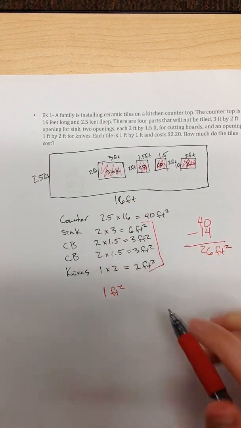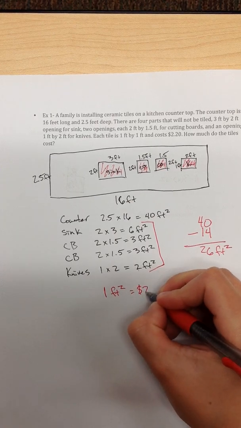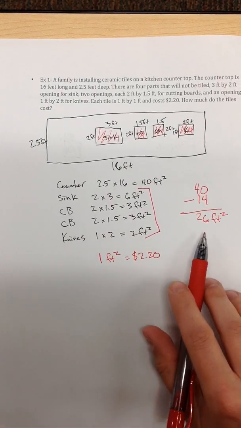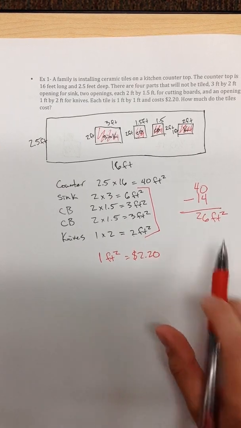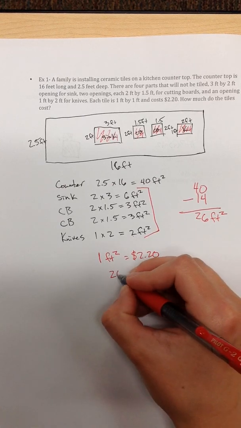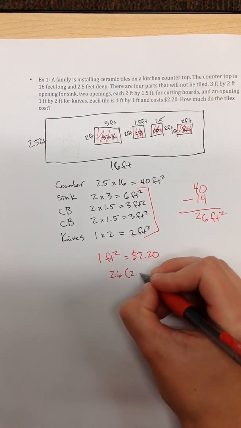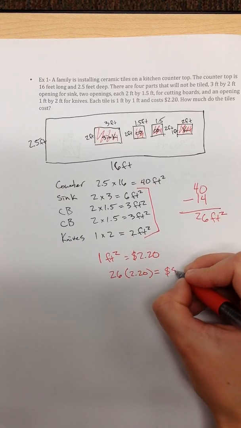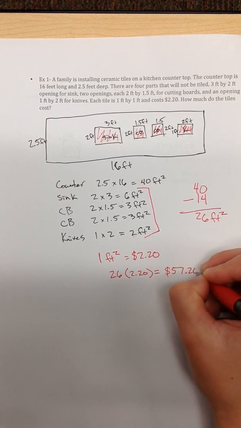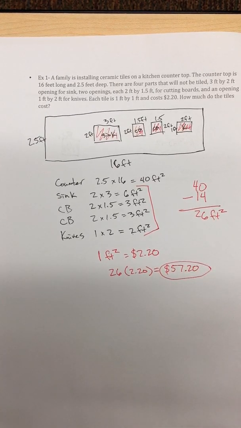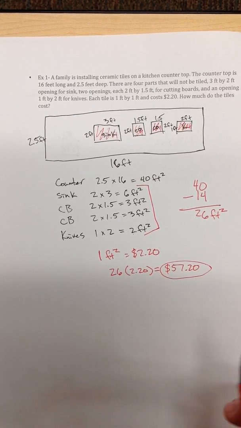So a square foot of tile is going to cost me $2.20. So what I can do here to figure out how much I'm going to have to pay for 26 square feet is I'm going to take 26 times 2.20, which would come out to be $57.20. So that's how much I'm going to have to pay for 26 square feet of tile, if each tile costs $2.20.